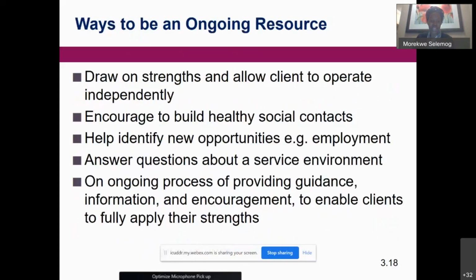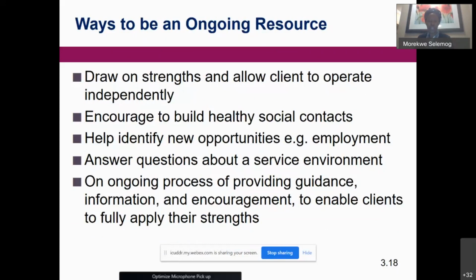You, as a case manager, want to continue to support and be available as a resource for as long as she needs. There are different ways in which case managers can be an ongoing resource, more when we talk about strength-based case management. You draw on the strength and allow the client to operate independently, right? So you encourage and build healthy social contact.